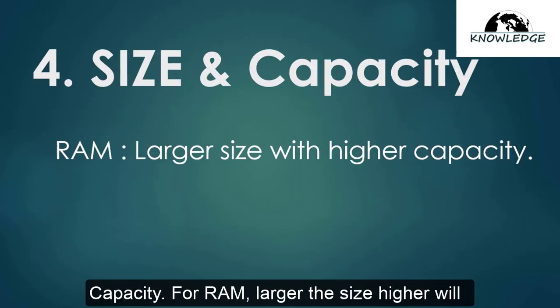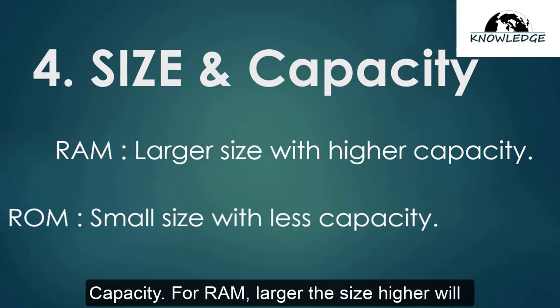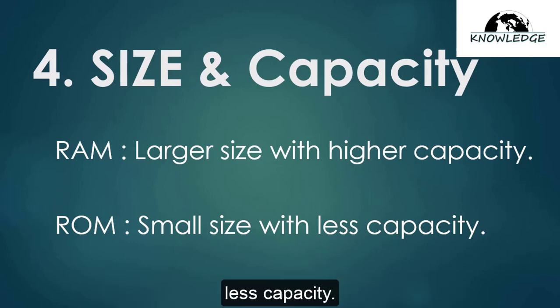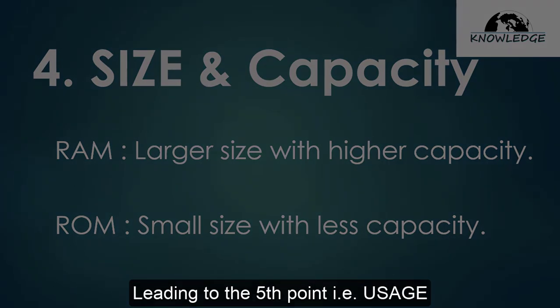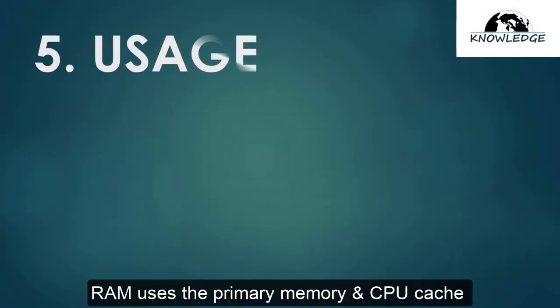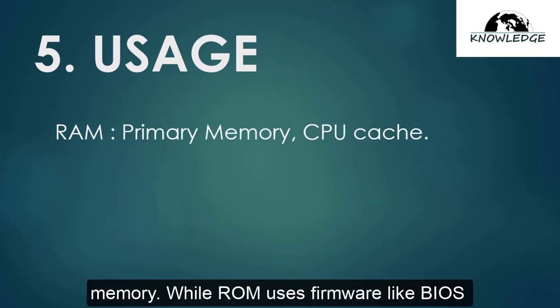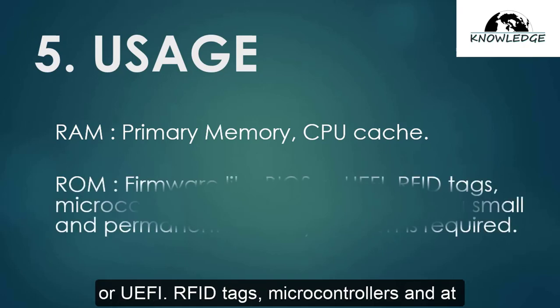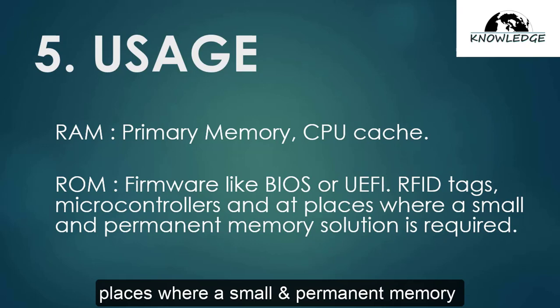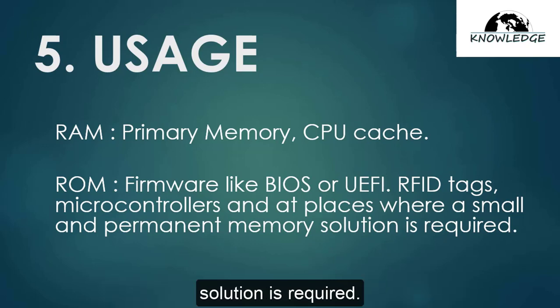Now, the fourth point comes to size and capacity. For RAM, the larger the size, the higher the capacity, and ROM has a small size and less capacity. Leading to the fifth point, that is usage. What memory do RAM and ROM use? RAM uses the primary memory and CPU cache memory, while ROM is used for firmware like BIOS or UEFI, RFID tags, microcontrollers, and at places where a permanent memory solution is required.